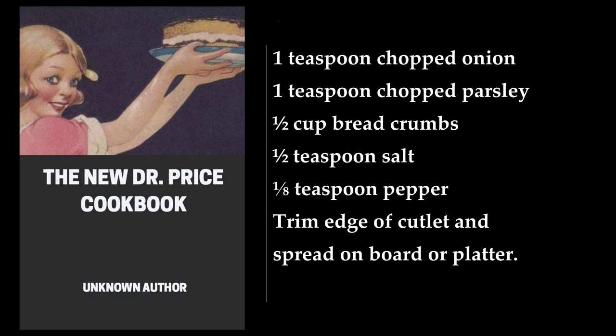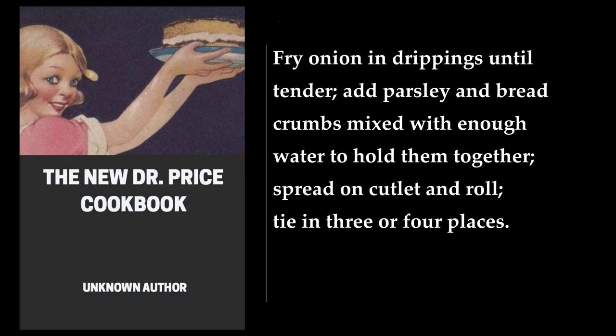1/2 teaspoon salt. 1/8 teaspoon pepper. Trim edge of cutlet and spread on board or platter. Fry onion in drippings until tender, add parsley and bread crumbs mixed with enough water to hold them together, spread on cutlet and roll, tie in 3 or 4 places.